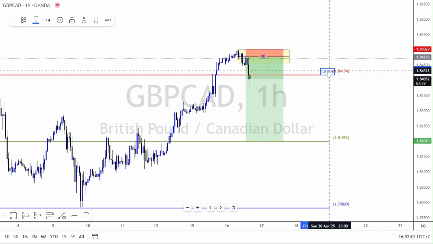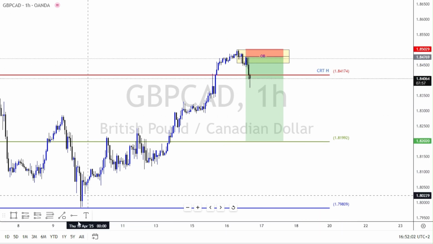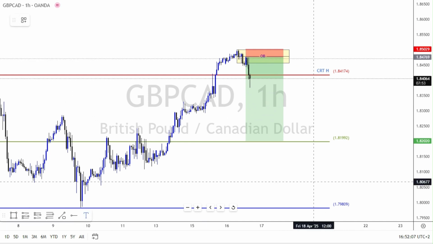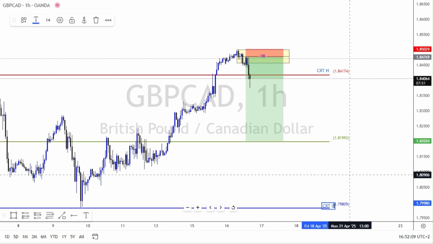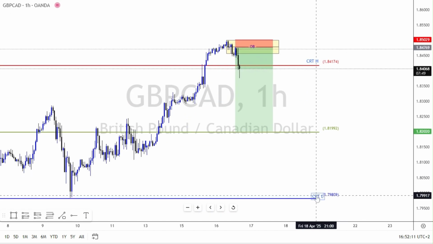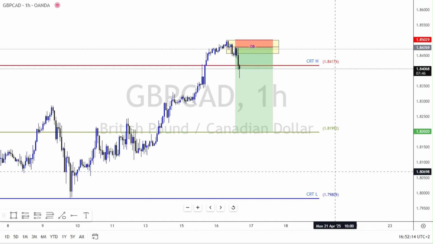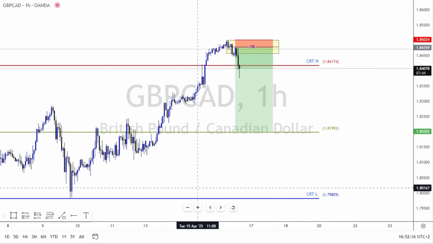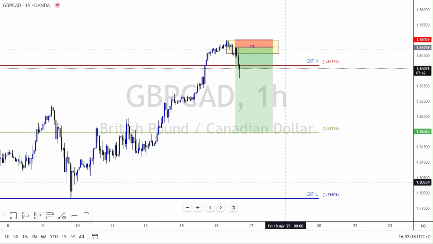This is CRT high for the previous week. Then we got CRT low also for the previous week. So our first TP is at 50%, and our second take profit is the lowest candlestick of last week at the CRT low.